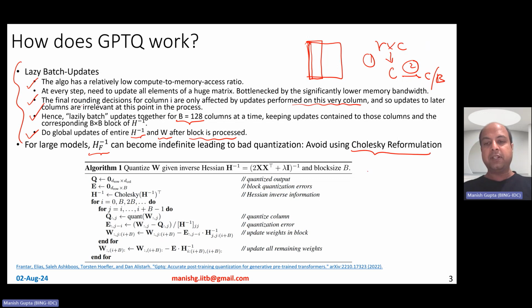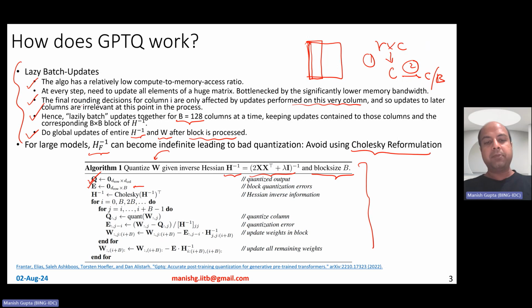So the overall algorithm works as follows. You have the input weights W, and you also have the Hessian, which can be computed for the entire layer. You compute the Hessian and Hessian inverse in the beginning, which takes quite some time. You also have a block size B to indicate how many columns you batch together for the Hessian updates. Your Q is going to be your final quantized weights. Your E is D row cross B, the block quantization errors, meaning how much error is happening when you quantize this block.